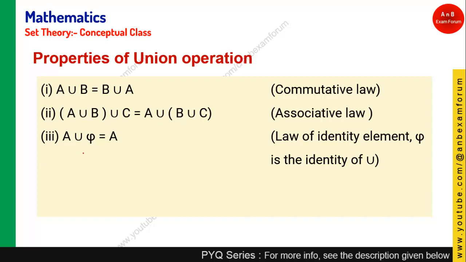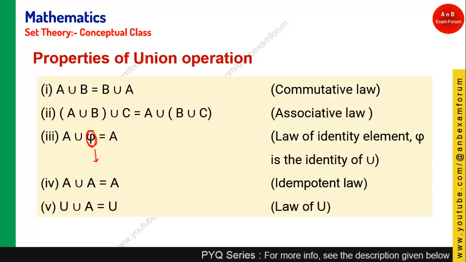Law of identity. This I already told you: it is a null set, an empty set, and if you are adding an empty set to another set with the union operation, you will get the same set, because there is no element in it. This is called the identity element. The next one is the idempotent law. Idempotent means if you union a set with itself, you will get the same set. Obviously no new element is added, so you will get the same set.